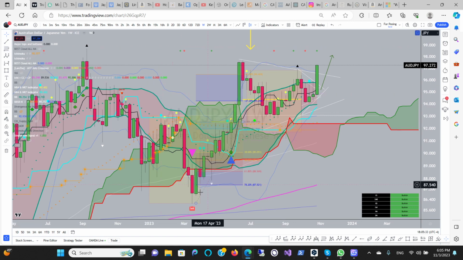Let me measure it again, from this low to this high here. Yeah, that's a 50% retracement from there. Yeah, that was a 50% retracement, right? Hit the middle of the weekly band, gave us some engulfing candle here.